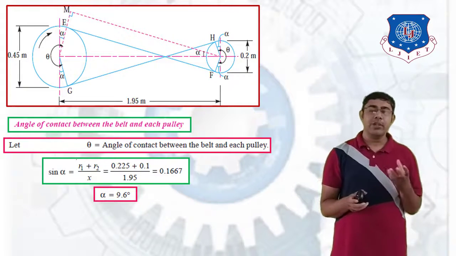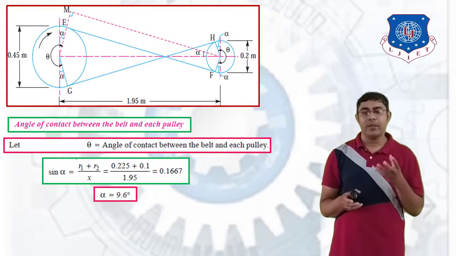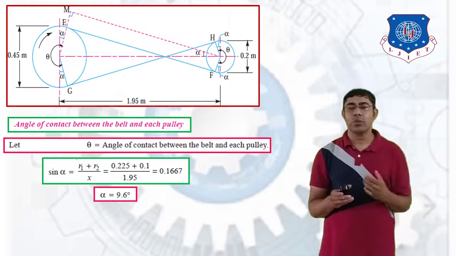Now according to the configuration of the cross belt, theta is equal to the contact angle between belt and pulley, and it is nothing but 180 plus 2 alpha.